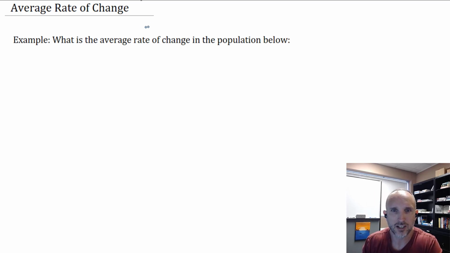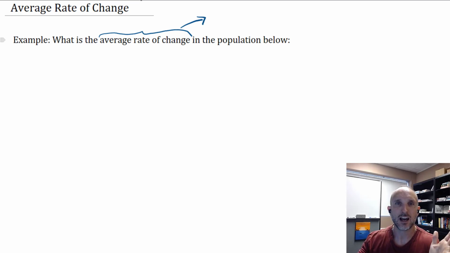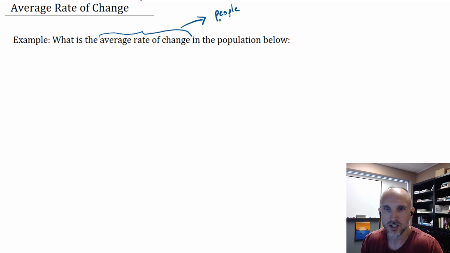But the first thing I want to talk about is average rate of change. What is that if we're talking about population? Well, the idea is that you're looking at over a time period, how fast is the population growing or declining? So we're looking for a unit of people, because population is measured in people, per year. So you're going to have a calculation involving people on top and a calculation involving years on bottom, because we're dealing with population in this example.